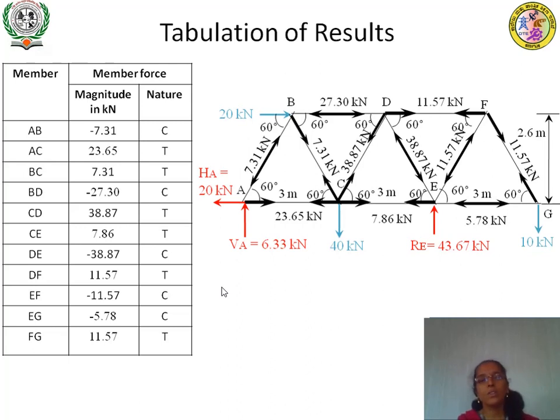We have also learned how to tabulate the obtained results, and we have come to know how to show the member forces pictorially. So that is for today's session. In the next session we will take up a cantilever truss, how to analyze a cantilever truss.